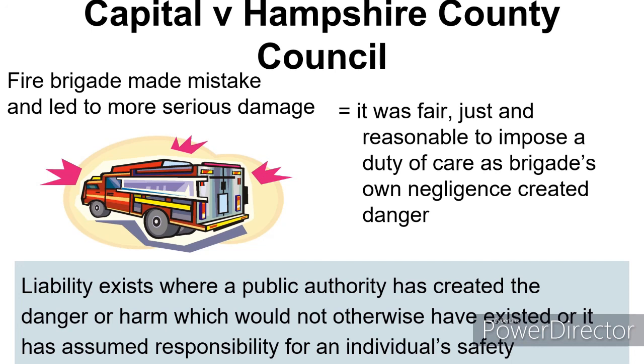So basically, even though the courts are sometimes reluctant to impose a duty of care on police and rescue services, liability is imposed when the public authority creates the danger or harm, or does something to create the danger or harm, or when it has assumed responsibility for an individual's safety. For instance, when the police arrest somebody, they have a duty of care to that prisoner.